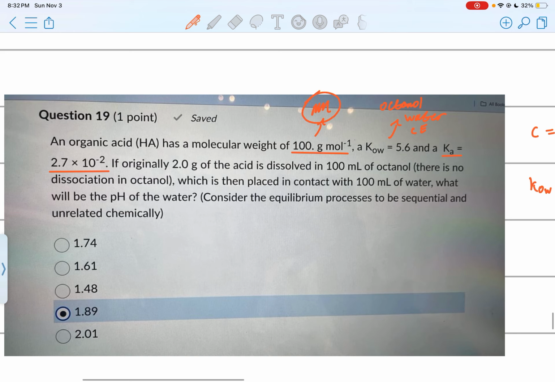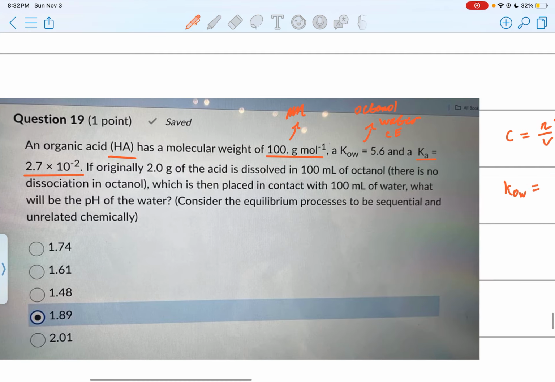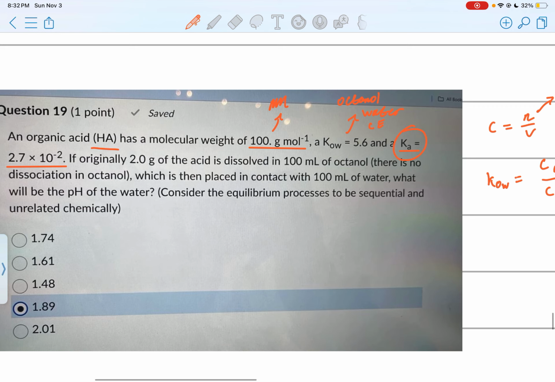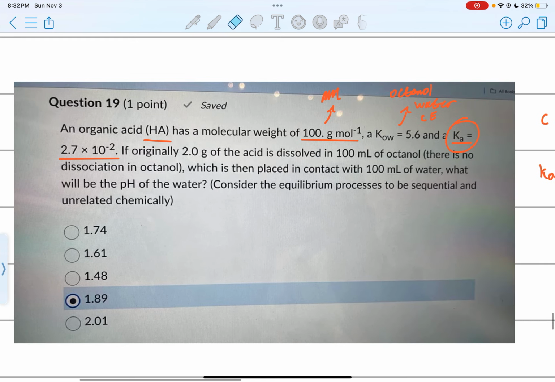So we have our molar mass given to us here, and this is of the acid. We have our octanol water coefficient here, and that's going to be important in the next step. And we also have a Ka value. So we know that our acid is weak.